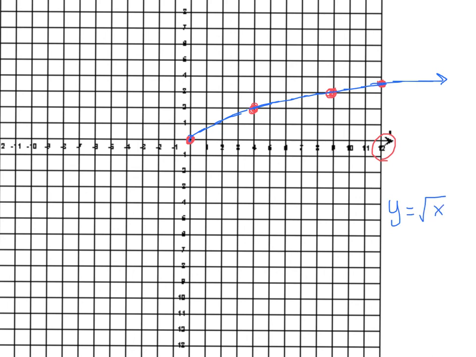And that is the parent graph for the function y equals the square root of x. Or you could say f of x equals the square root of x. Or you could say h of x equals the square root of x. Okay, all that we're saying when we say f of x or h of x is that this is a function. And so here's what the graph of square root of x looks like.